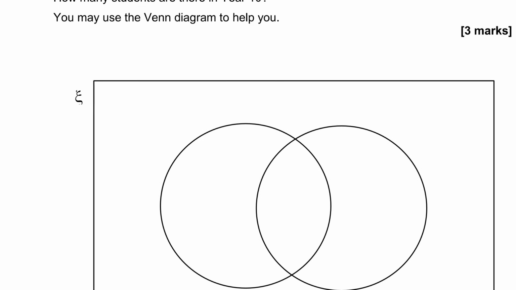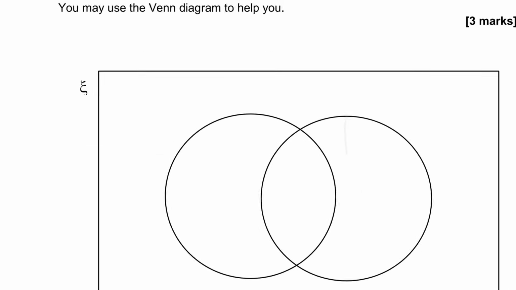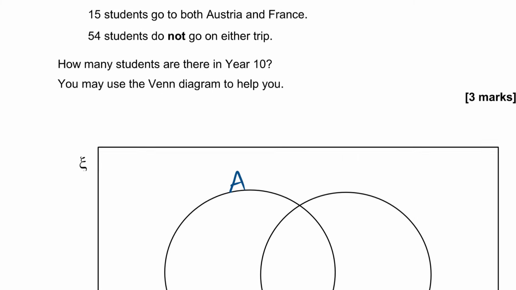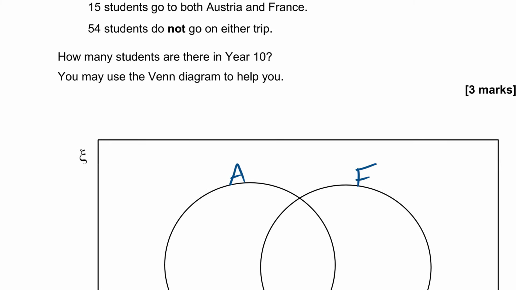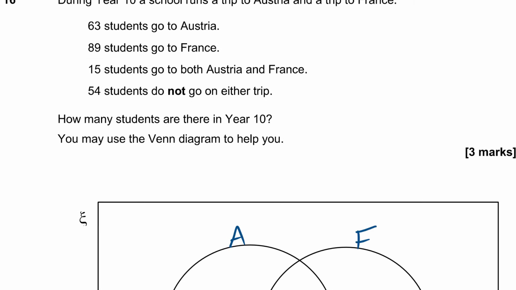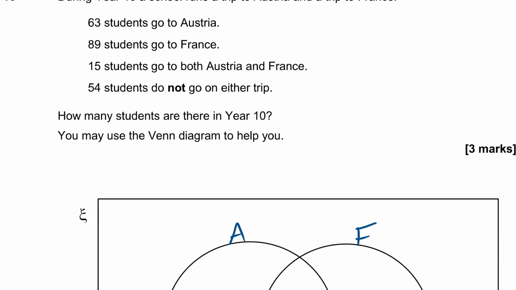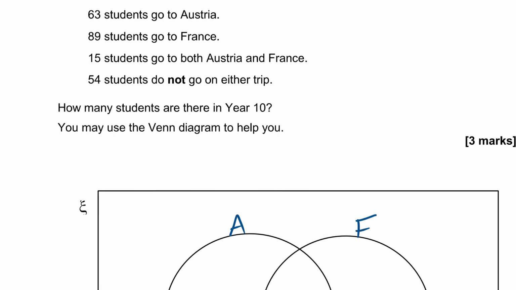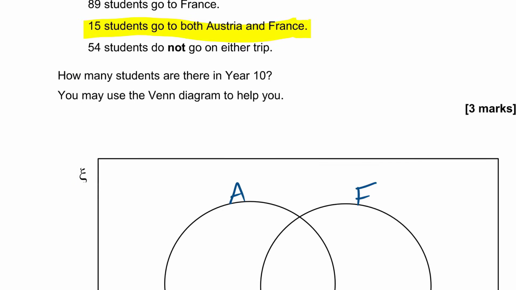Okay, so we've got a Venn diagram here with two circles. So I'm going to label one A for Austria, and I'm going to label one F for France. Now, it's not so handy to put these first two in. 63 students go to Austria because I might have some here and some here. So it's not so handy to start with those. What it's good to start with is the number that go to both. So if you have a look at this one here, 15 students go to both Austria and France. Let's start with that one.